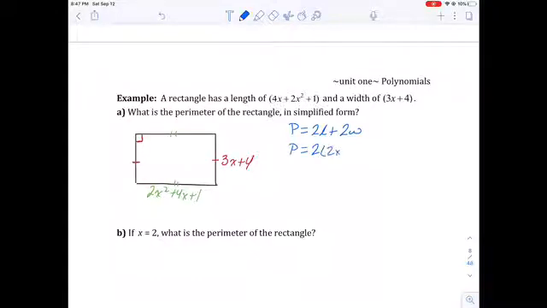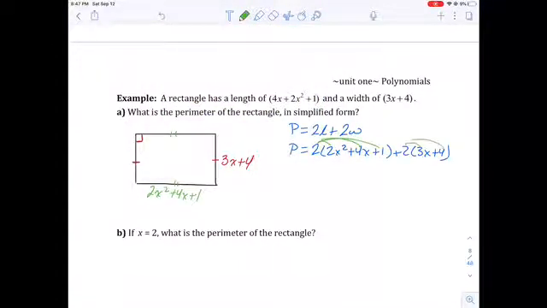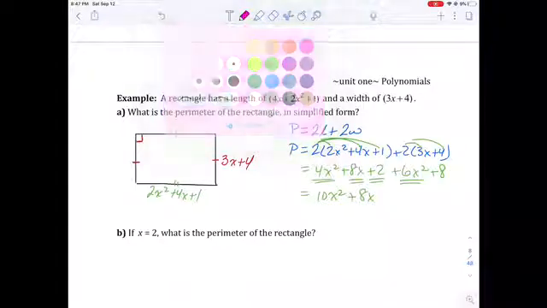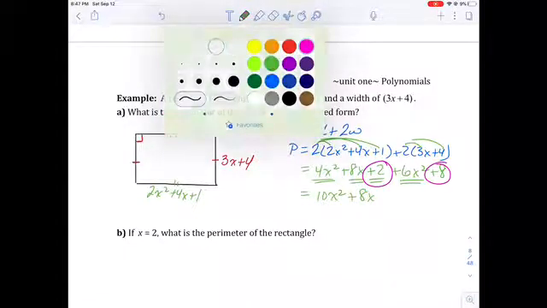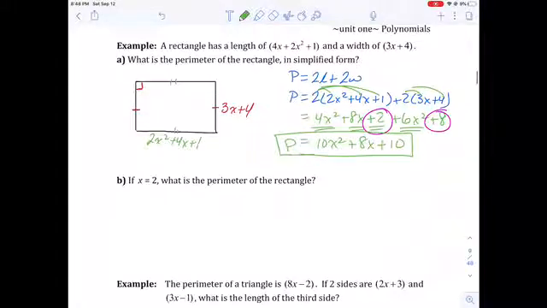So perimeter is 2 times 2x squared plus 4x plus 1 plus 2 times 3x plus 4. And if I distribute that 2, we multiply that 2 through, and we get 4x squared plus 8x plus 2 plus 6x plus 8. Of course, combining our like terms, 10x squared plus 8x plus 2 plus 8, that's plus 10. So there's a simplified expression for our perimeter, simplified equation, I guess we could say.